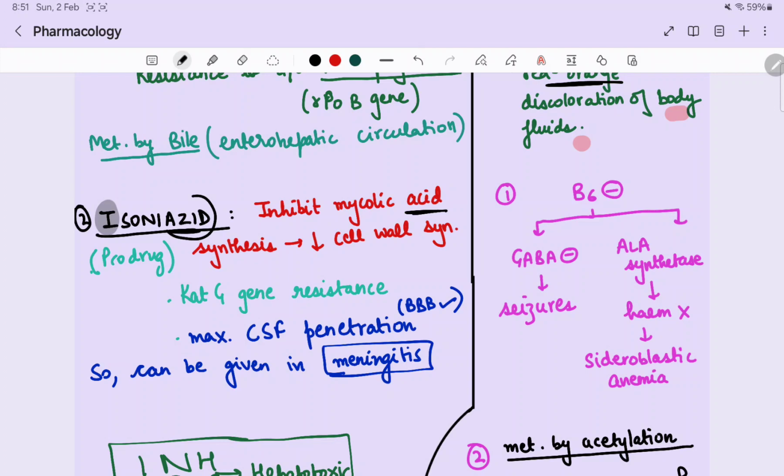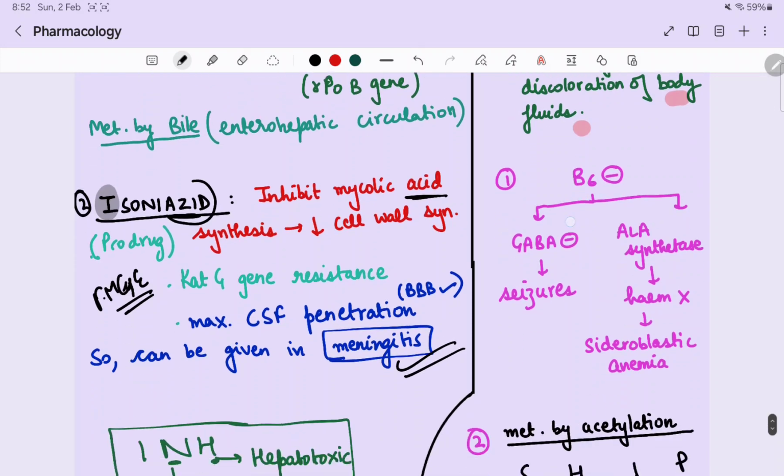So this question came in FMG this year only. The KatG gene resistance is responsible for which drug resistance? So it is isoniazid. And also it has maximum CSF penetration, that it can cross the blood-brain barrier. So it can be given in meningitis. This is a very important and a good point which has not been asked and can be asked.